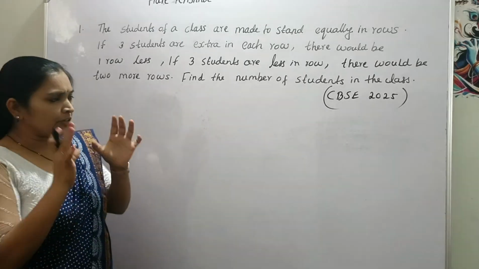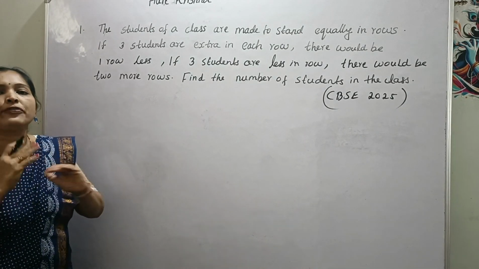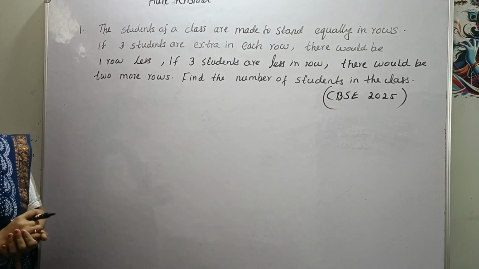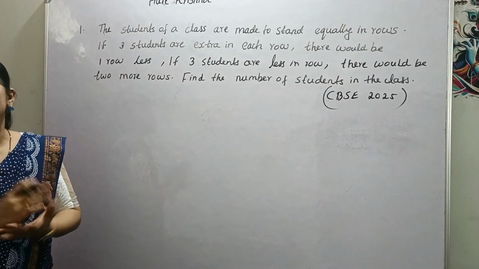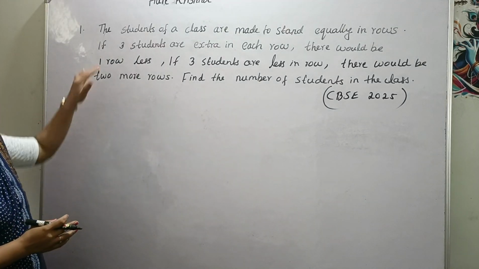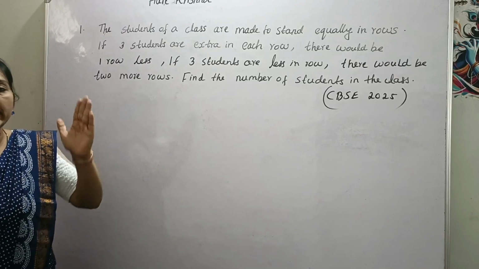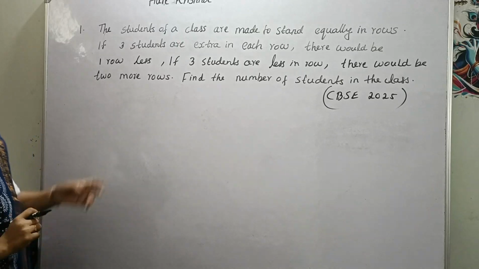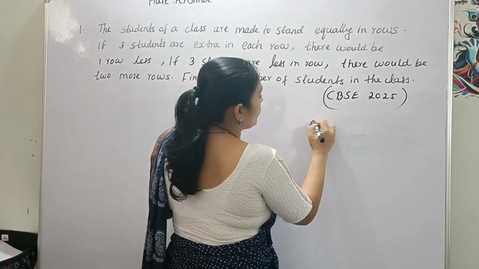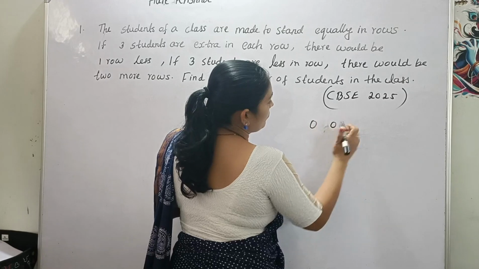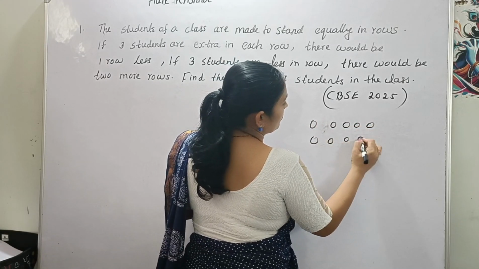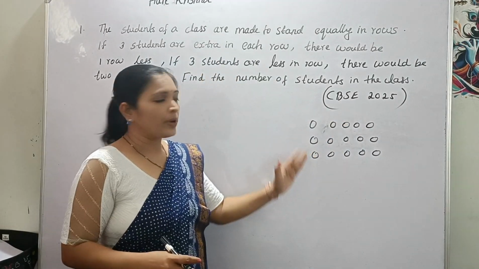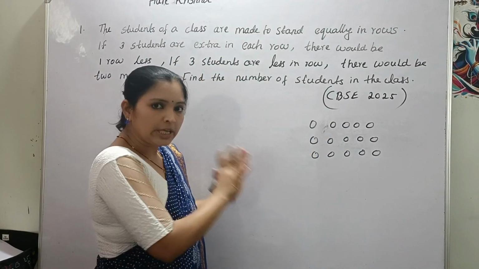See here, first of all you read this problem 3-4 times. After that, try to understand what is given. It is not given how many students are there. It is given that students of a class are made to stand equally in rows. In each row, same number of students. Suppose here 5 students in each row, and 3 rows. So it was initial.